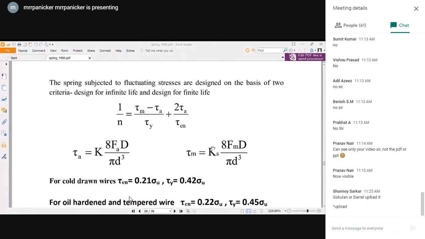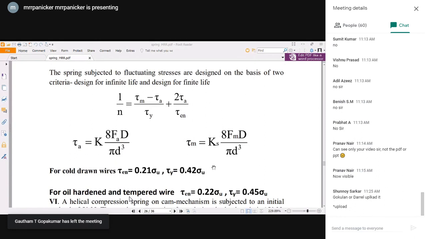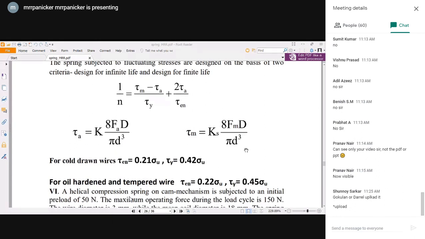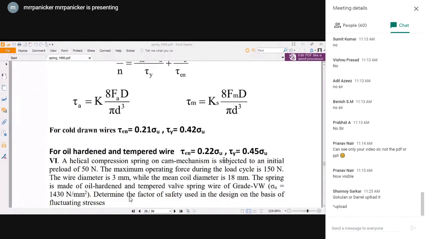Here also, K is the Wahl's stress factor, that is the 4C minus 1 equation. Ks, I think it is 1 plus 1 by 2C. You refer to the notes. Then this also you can easily remember. It's almost double, that is 0.1, 0.4. Endurance limit.